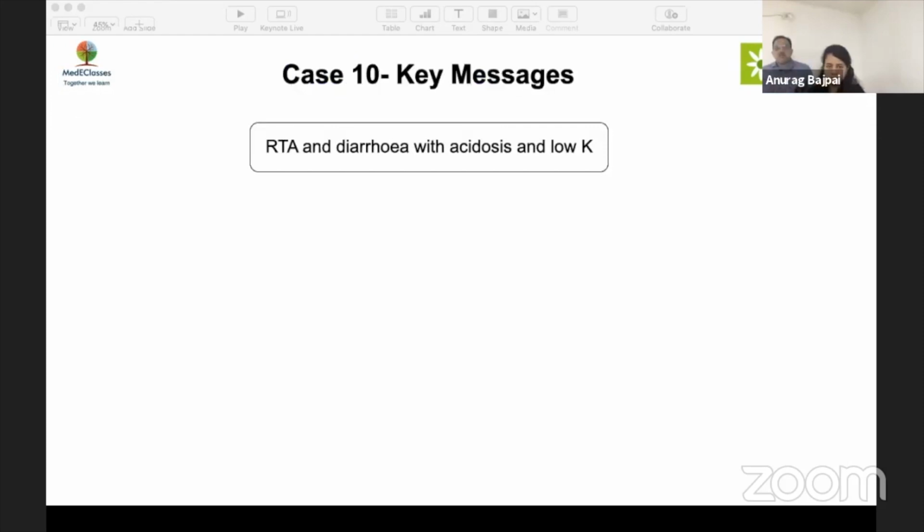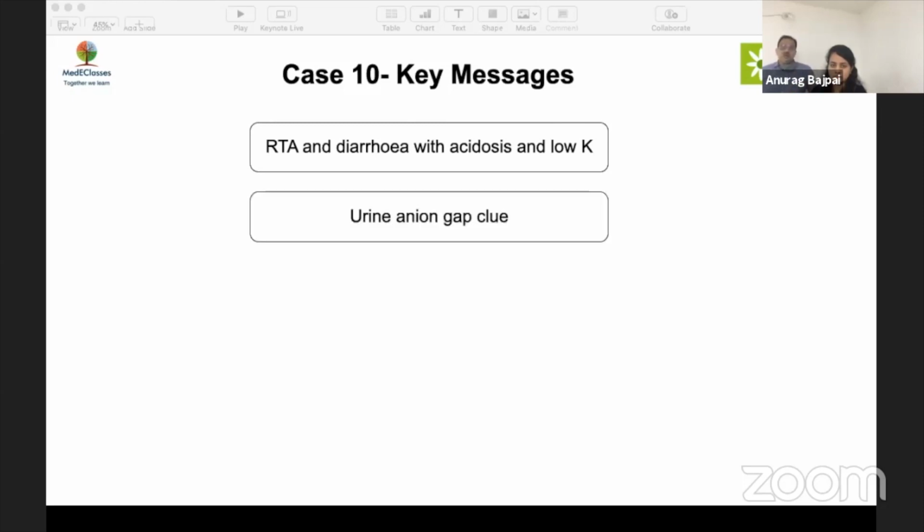So I think a very big message is that usually hypokalemia causes metabolic alkalosis. If you have hypokalemia with metabolic acidosis, think of two things, RTA and diarrhea, and look at urinary net charge, which is a marker of ammonium production. In the setting of diarrhea, you expect that the ammonium production should be more and your anion gap will be negative, while in RTA the ammonium production is defective and the anion gap becomes positive in that case.